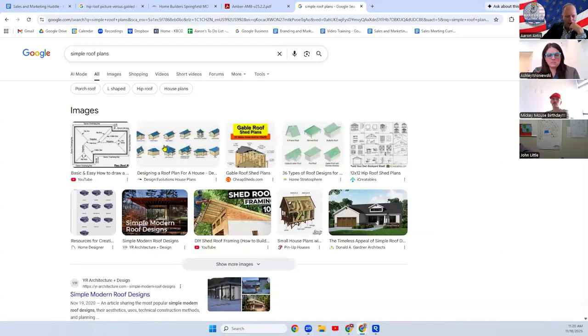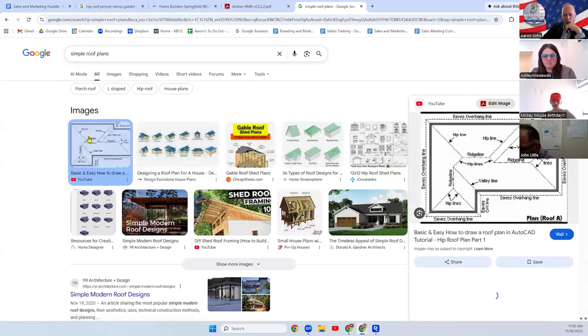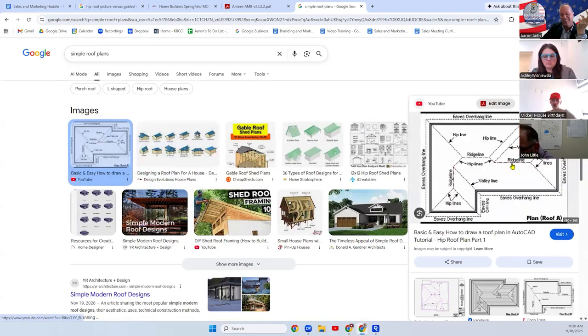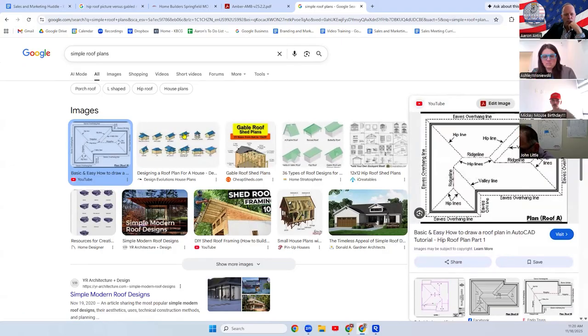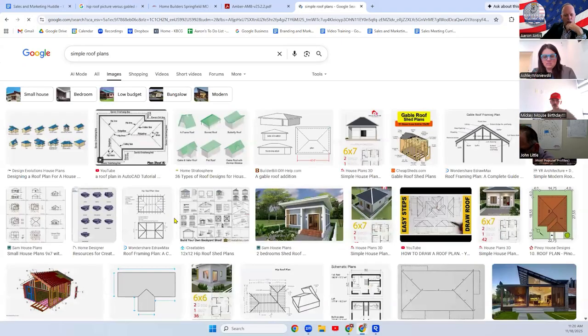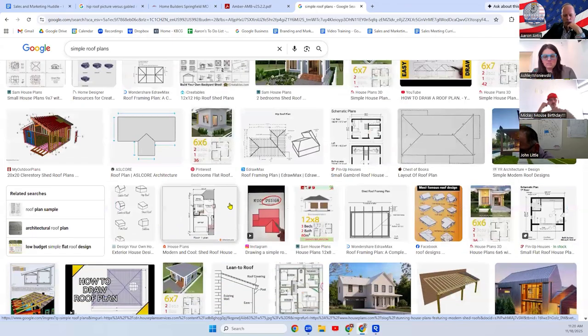Let me show you simple roof plans. These are oversimplified. That's about as simple as it gets right there, right? These are super simple, right? There's not a bunch of jogs in the foundation. This is a very simple, well, that's actually slightly complex, honestly. But simple roofs are very rectangular. They don't have a bunch of lines in the drawing of the roof.